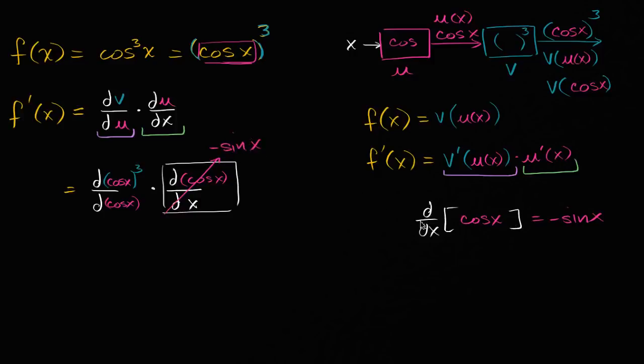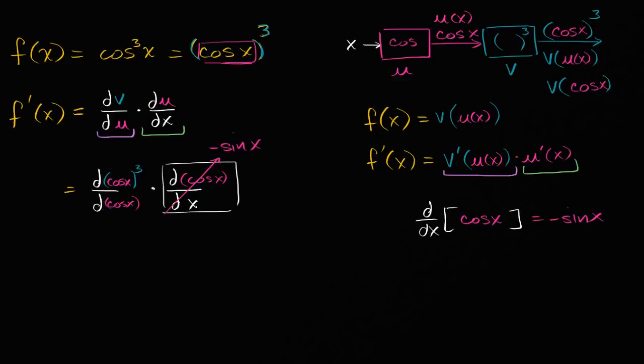You might be more familiar with seeing the derivative operator this way, but in theory, you won't see this as often, but this helps my brain really grok what we're doing. We're taking the derivative of cosine of x with respect to x. Well, that's going to be negative sine of x. Well, what about taking the derivative of cosine of x to the third power with respect to cosine of x? What does this thing over here mean?